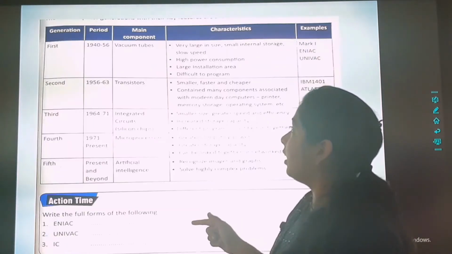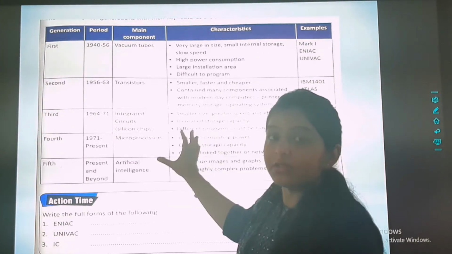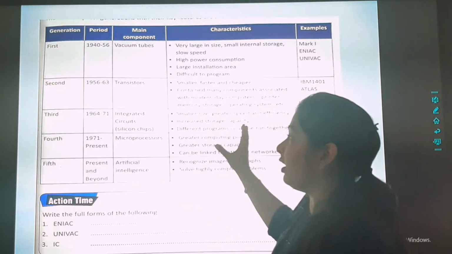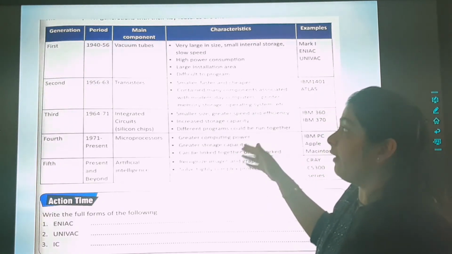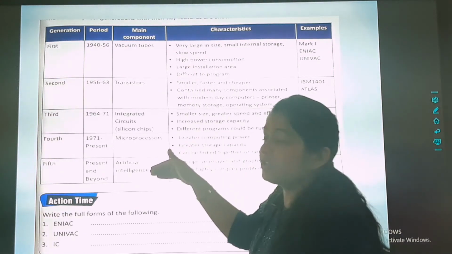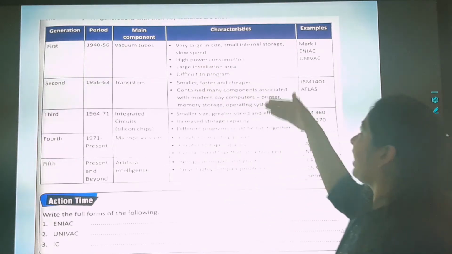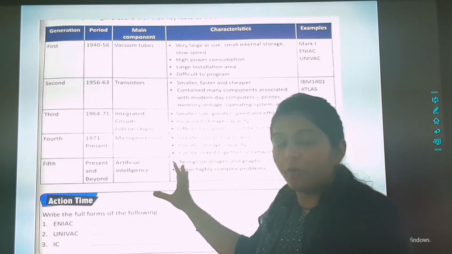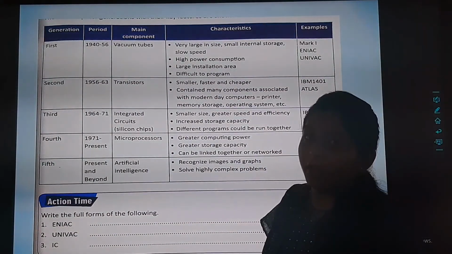Okay. Now here is a type of worksheet. You have to draw this table in your notebook. You have to do it in your notebooks. Here is a table given to you in your textbook, okay, and like first, second, third, fourth, fifth, all the generations are being given here, the period, the main component, the characteristics and the examples of it. If you will draw it in your notebook so that it will be easy for you to recognize it, okay.